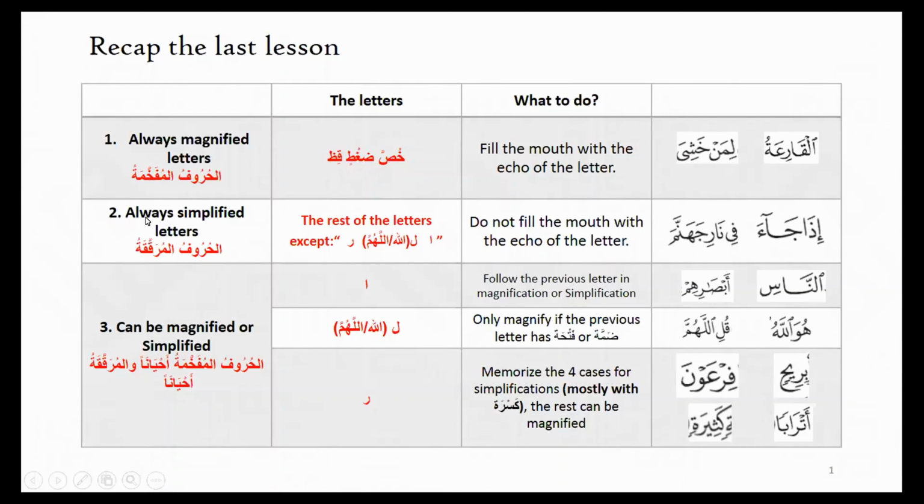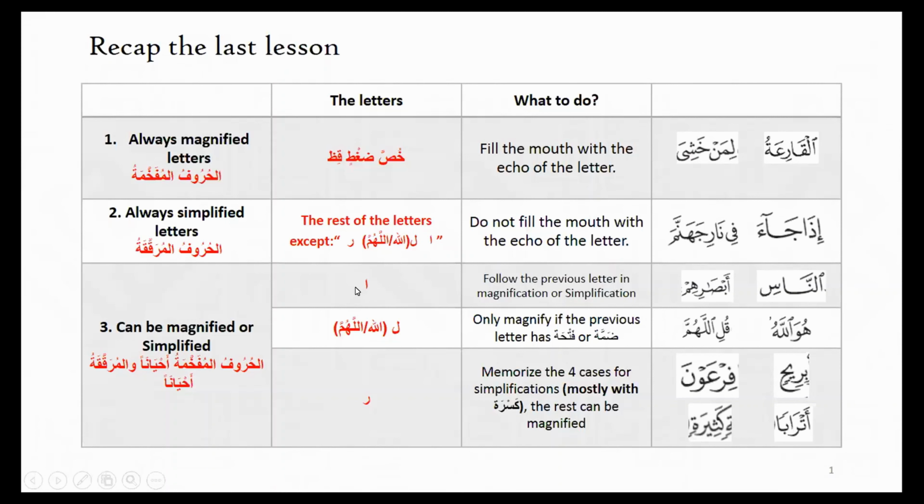And then we went to the simplified letters, al-huruf al-muraqqaqa, which is the rest of the letters except the alif and the lam in Allah and Allahumma and the ra. And the example here, إذا جاء, ذال is مرققة, جيم is مرققة, في نار جهنم, all here are simplified letters. And then we come to the third part, which is a little bit complicated.